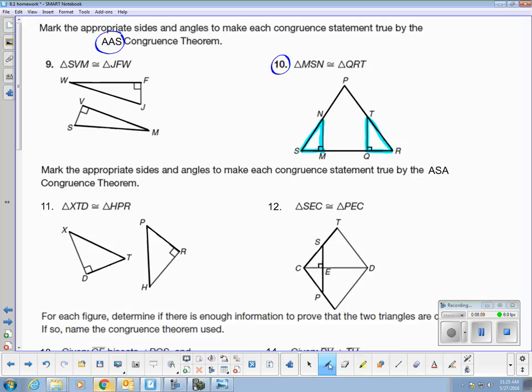So it looks like we already have our angle. So we need one other angle and then a pair of sides. So I'm going to place a mark here at angle S and angle R. Okay, so there's my second pair of angles. And then the sides that would be congruent would be segment SN is congruent to segment RT. And that would make angle, angle, side. Now there's another way to draw this to have congruency by angle, angle, side. So let's take a look at another way.